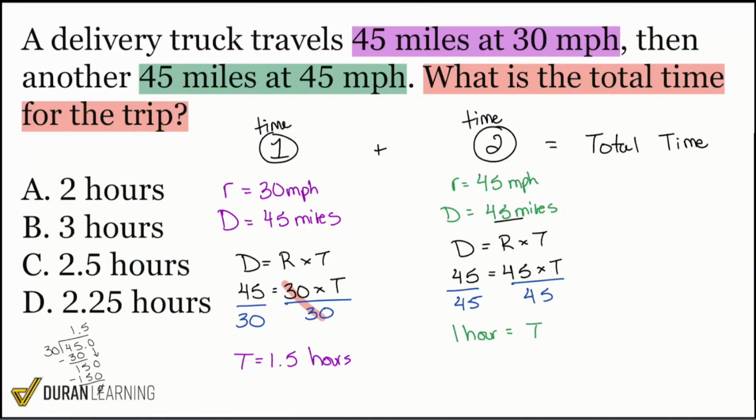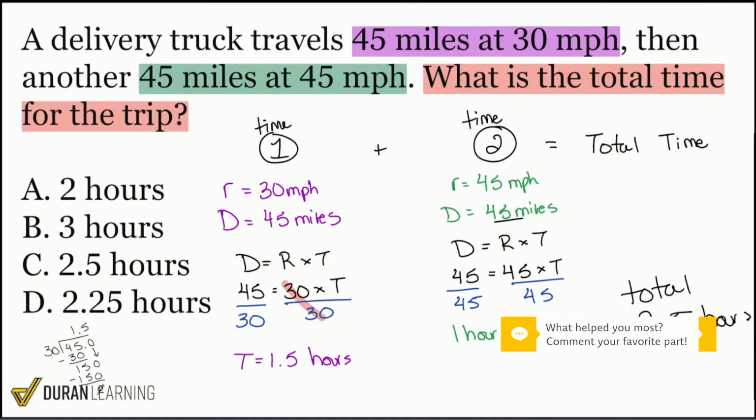And would you look at that? We have 1.5 hours for the first part of that delivery. Then we have 1 hour for the second part of the delivery. And we already said it before. Don't lose sight of what our plan was. Once we find that time, we will add those time periods together. And 1 plus 1.5, that equals 2.5 total hours. And there we go. Our correct answer here, my party people, is going to be answer choice C, 2.5.